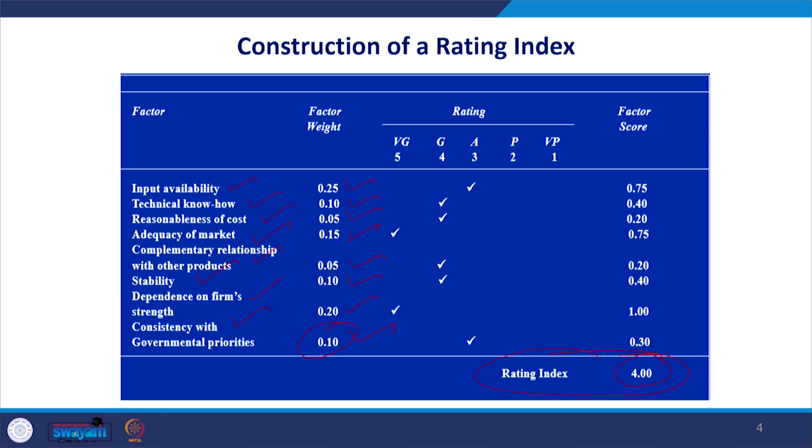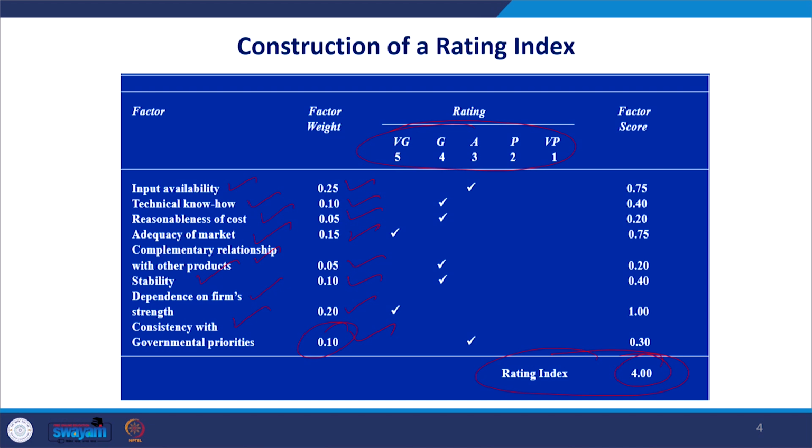You can change the weights, and you can even change these factors, depending upon the importance. After that, you have to rate them, and for rating, we have, in this case for example, used a 5-point scale, starting with very good, good, average or neutral, poor, and very poor.